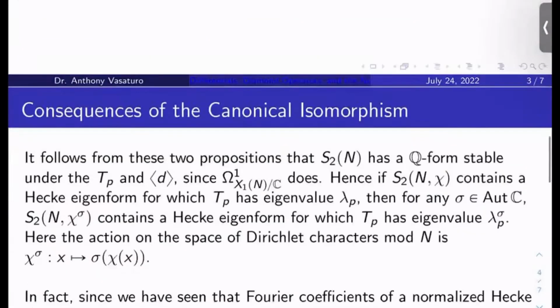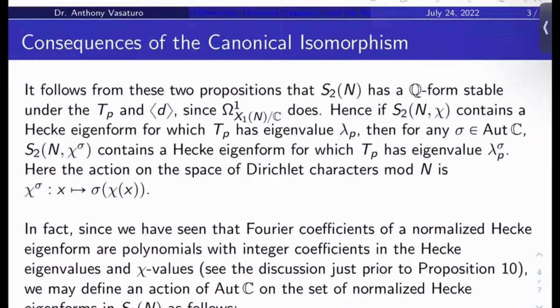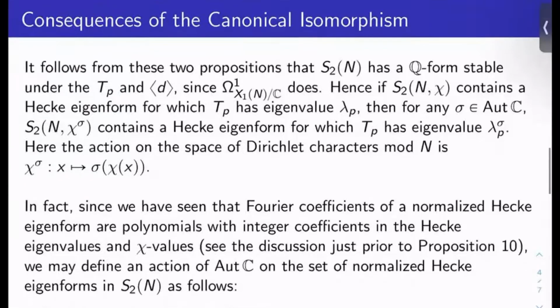Okay, so consequences of this canonical isomorphism and its equivariance with respect to the Hecke and diamond actions, it follows from these two propositions, the one I just covered and the one from last video, that S_2(N) has a Q-form that's stable under all the Hecke operators T_p and all the diamond of d's for all d in (Z/NZ)^×. And the reason for this is very simply because of the canonical isomorphism. Omega^1 of X_1(N)/C has that property because there's a model of this curve X_1(N) over Q. Okay, that's what's going on here.